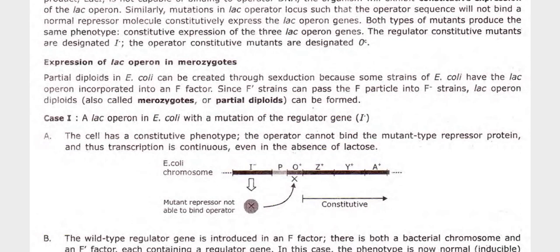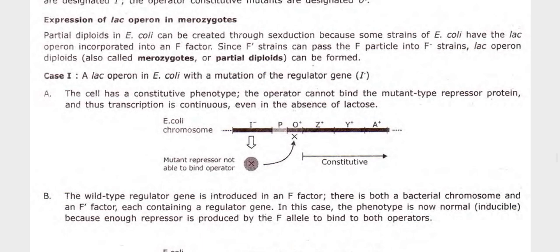Expression of lac operon in merozygotes. Partial diploids in E. coli can be created through sexduction because some strains of E. coli have the lac operon incorporated into an F factor. Since F positive strains can pass the F particle into F negative strains, lac operon diploids, also called merozygotes or partial diploids, can be formed.